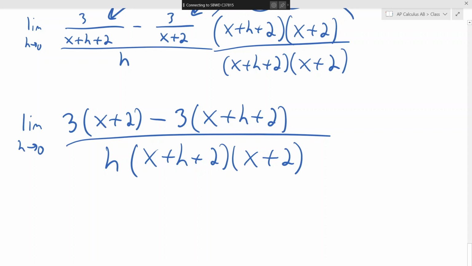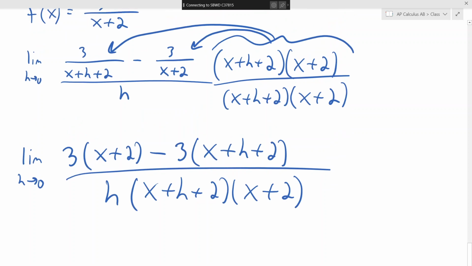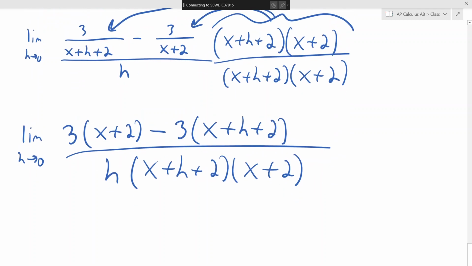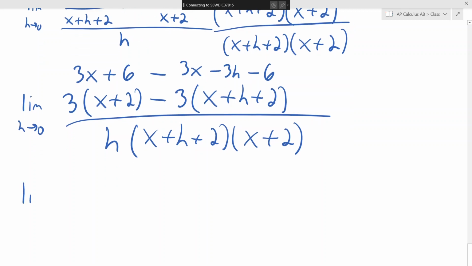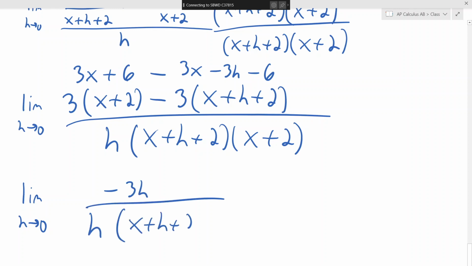And up top, just because I don't feel like writing this all out, like you should write another step here. But this is 3x minus 6. This is minus 3x minus 3h minus 6. Y'all see what happened there? So what's really left up top? The 3x's cancel. The 6 cancels. The only thing left is negative 3h. There we are.